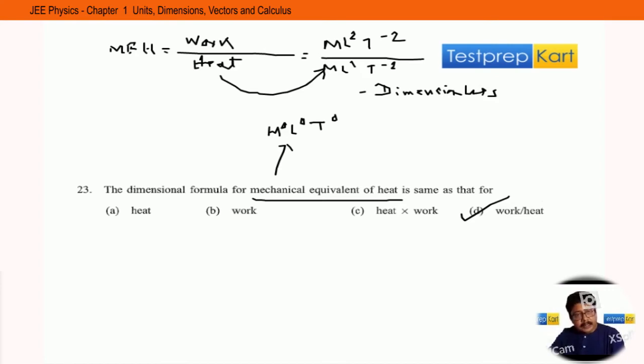So here heat has some dimension, work has some dimension, heat into work has some dimensions, but work by heat or heat by work does not have any dimension. So the correct answer is D. So the dimensional formula for the mechanical equivalent of heat is dimensionless, and work by heat is also dimensionless. So the correct answer should be work by heat.